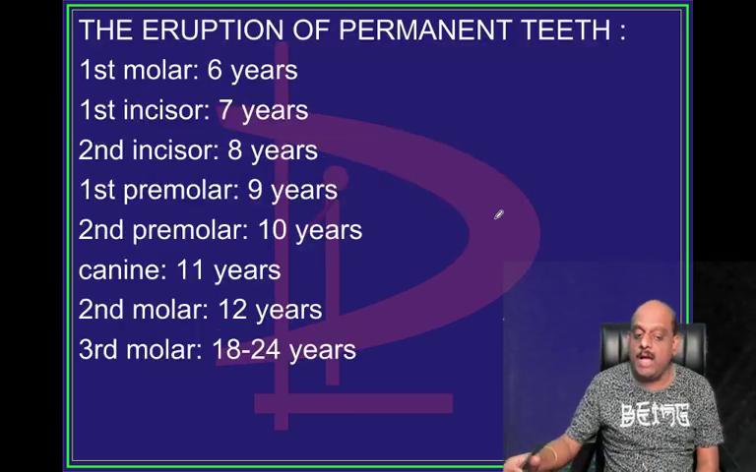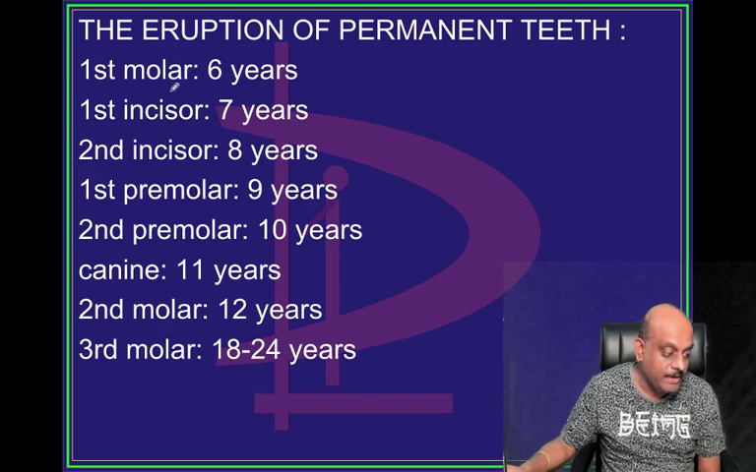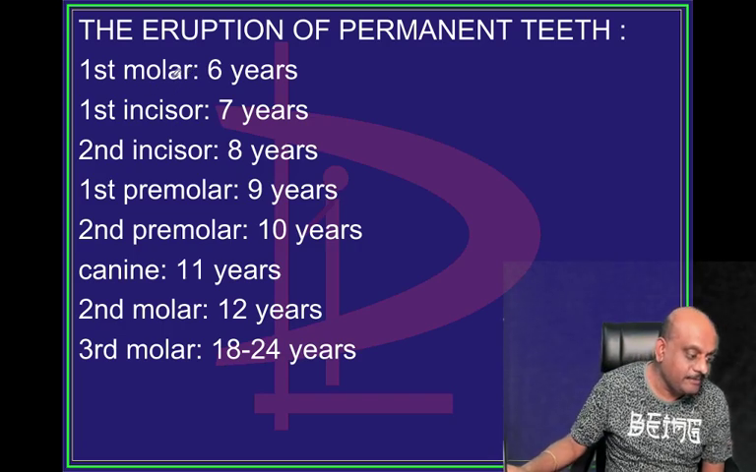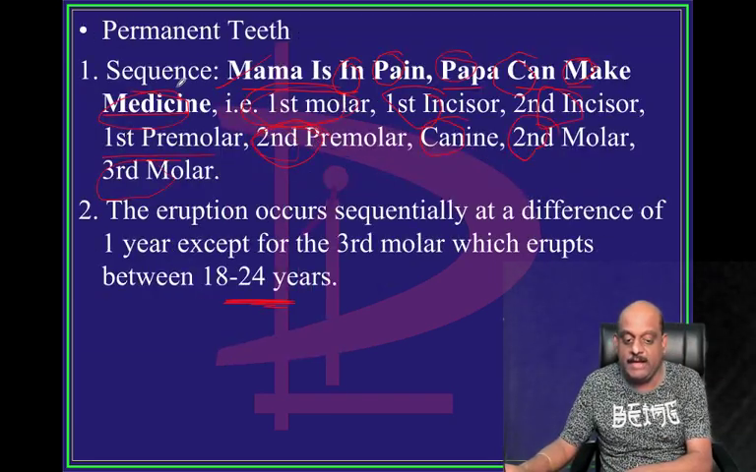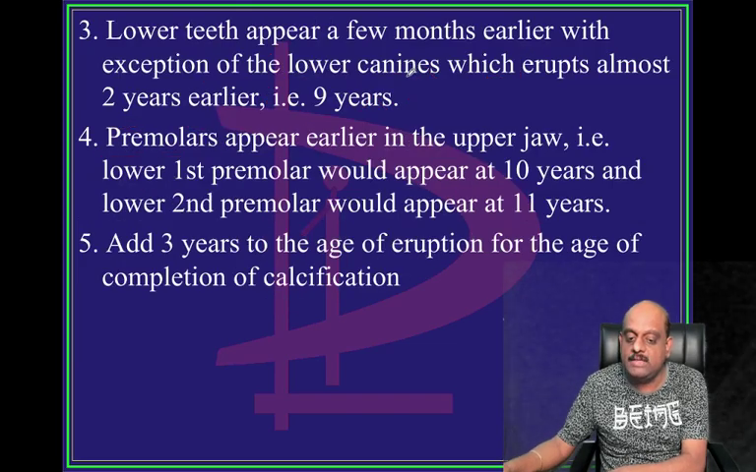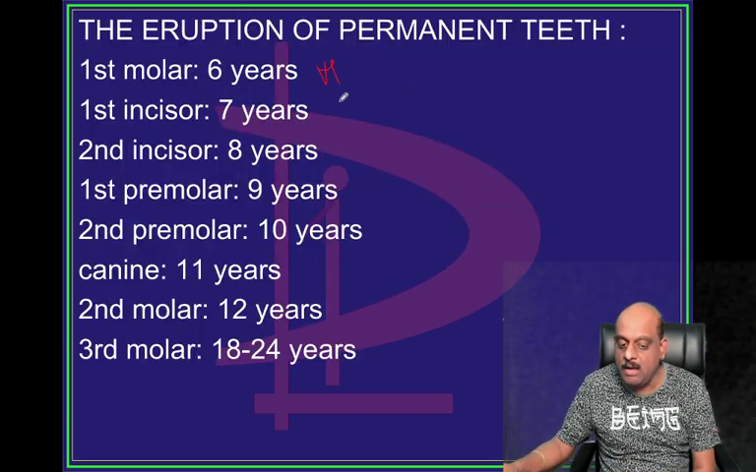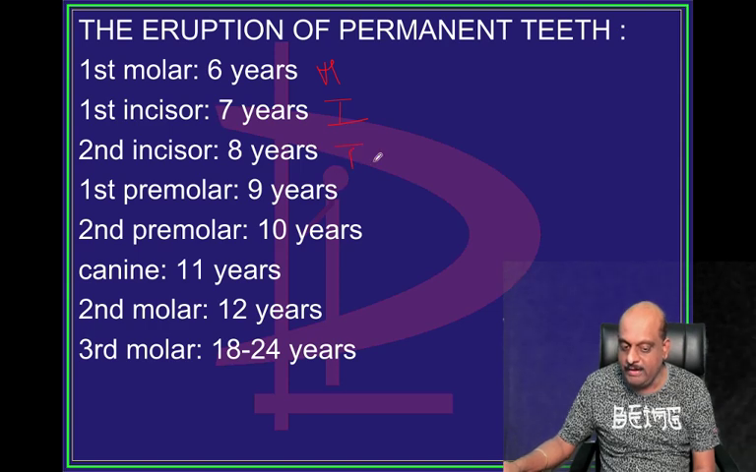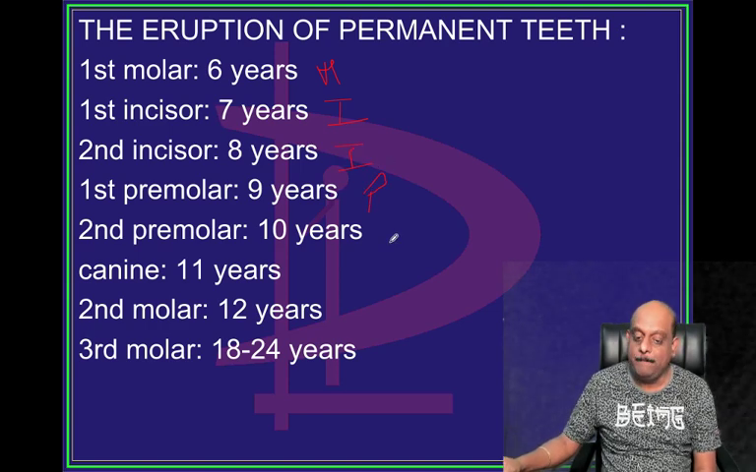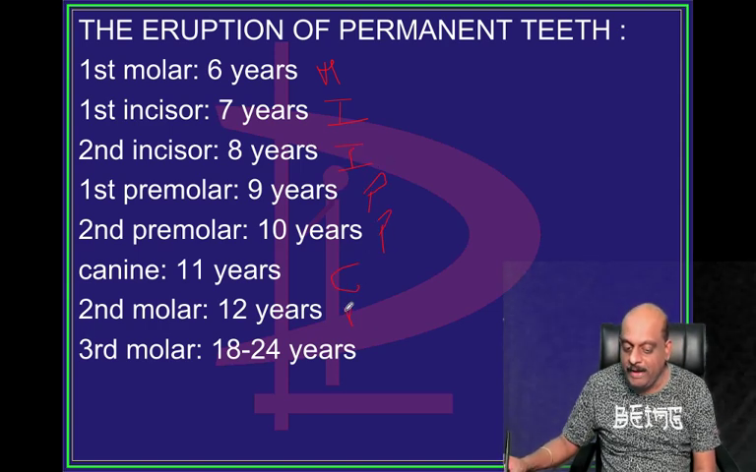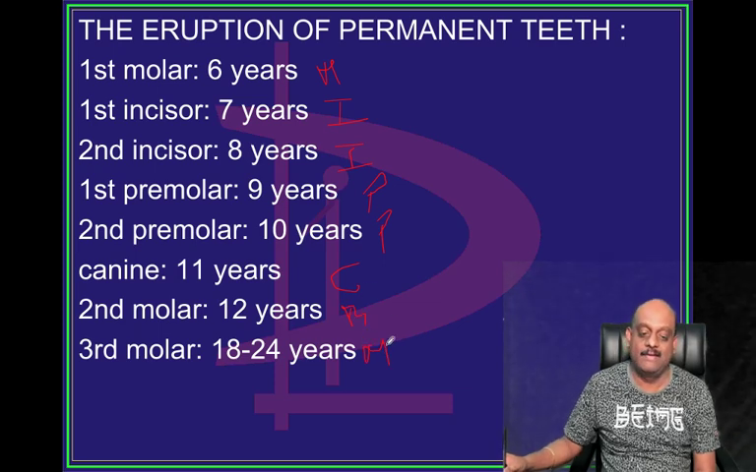So first molar, 6 years. Repeat. Okay, life is good. He's saying repeat. Mama is in pain. Mama is in pain. Papa can make medicine.